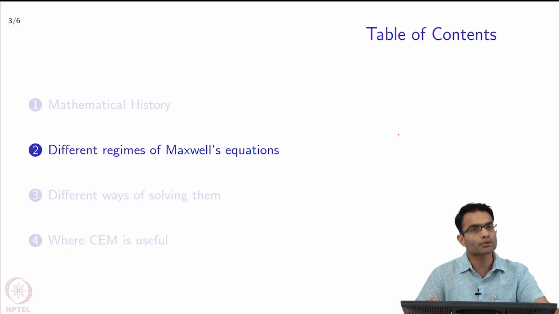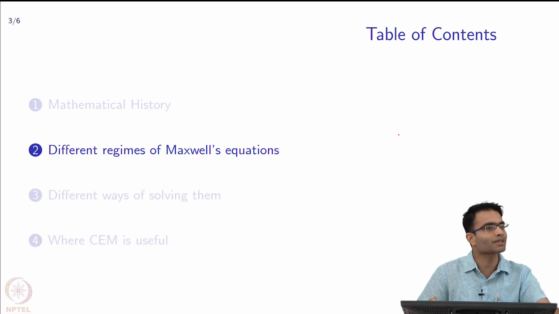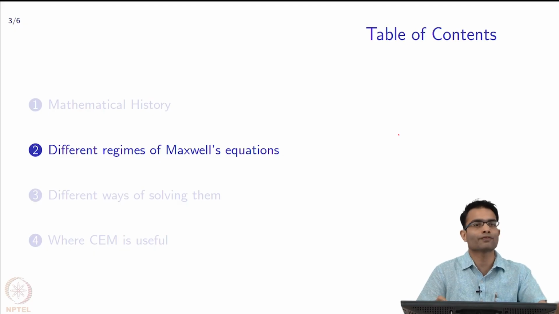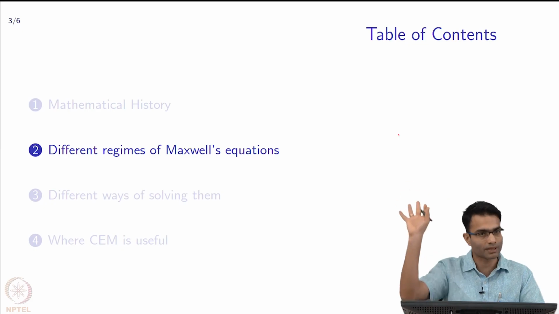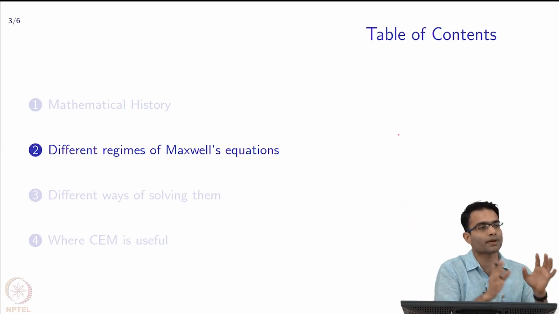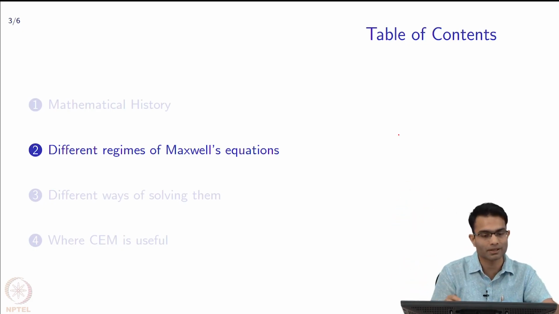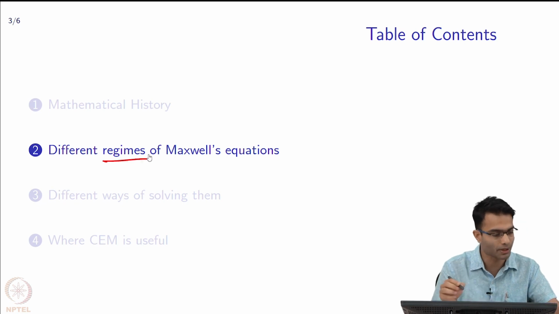So now let's come to the different so-called regimes. What does regime mean? It means different kinds of laws for different settings. The overall laws are the same, which are Maxwell's equations, but I can specialize them depending on the situation. So what are those special cases? Those are called different regimes.